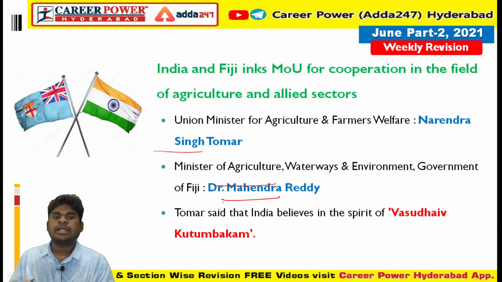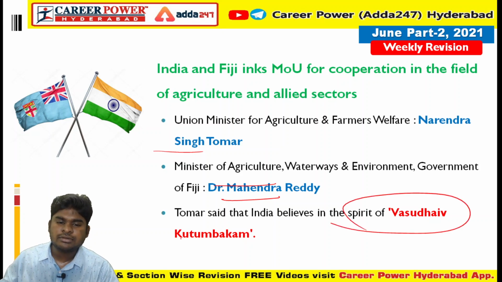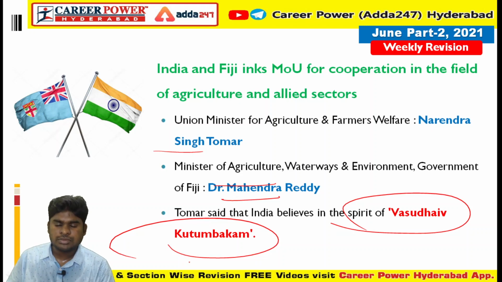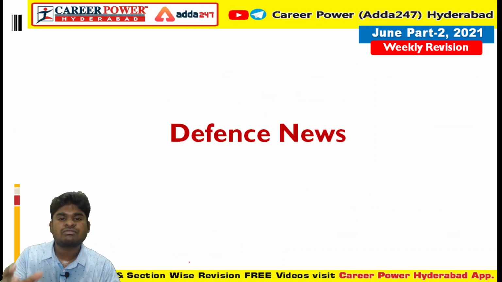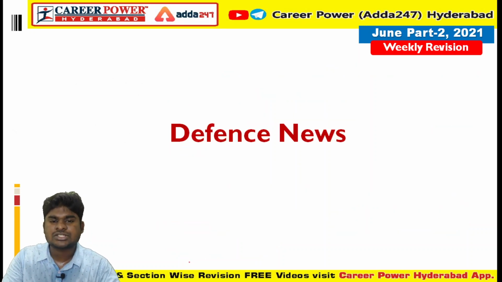agreement to cooperate in the field of agriculture, mainly in seed development, the agricultural process, organic farming, and allied sectors like horticulture, poultry and fisheries. Through this MOU they will exchange all the innovations and ideas between both countries. And Narendra Singh Tomar believed in the spirit of Vasudhaiva Kutumbam, that means the entire world is one family. So we will go into the next section of defense news.